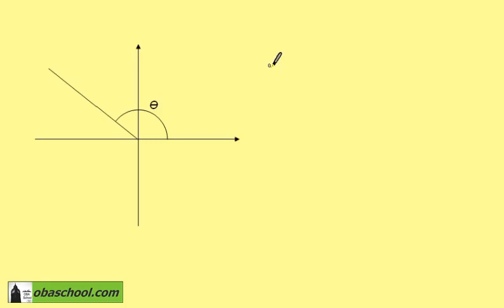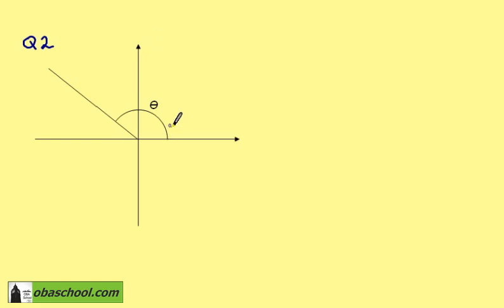We're now going to take our first look at an angle beyond 90 degrees. This angle is in quadrant 2, so it's between 90 and 180 degrees. It's an obtuse angle.